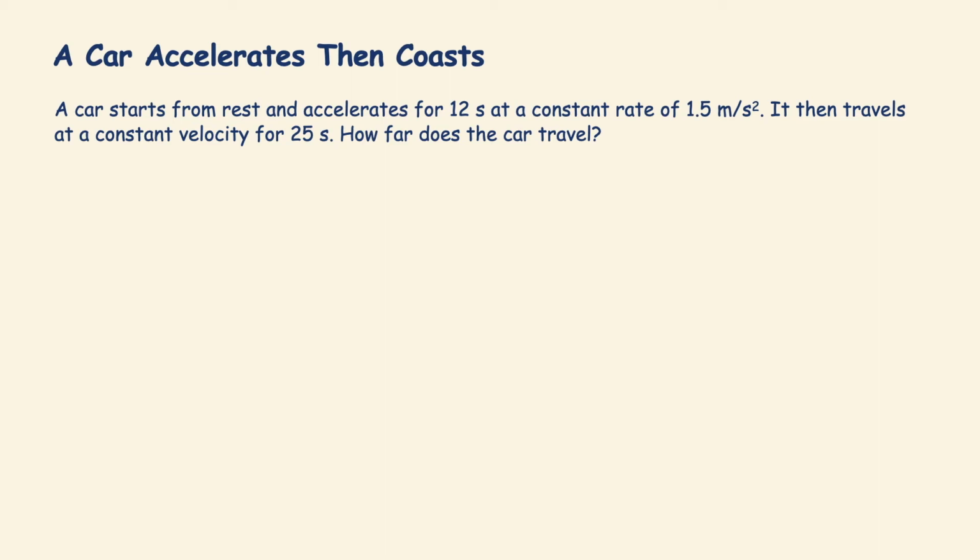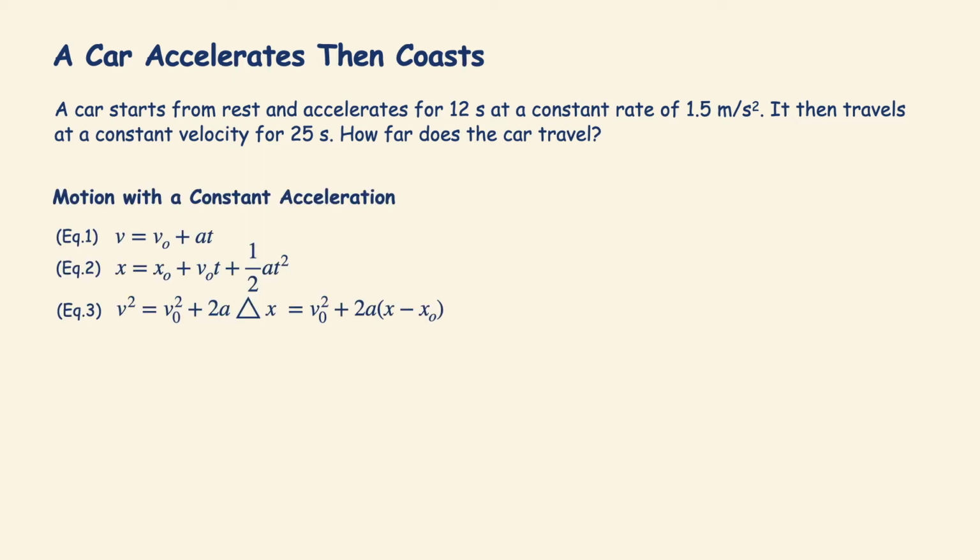So how do we solve a problem in which we actually have different types of motion? Here's the example. A car starts from rest and accelerates for 12 seconds at a constant rate of 1.5 meters per second squared. It then travels at a constant velocity for 25 seconds. How far does the car travel? We'll be using our equations 1, 2, and 3 for motion with a constant acceleration.